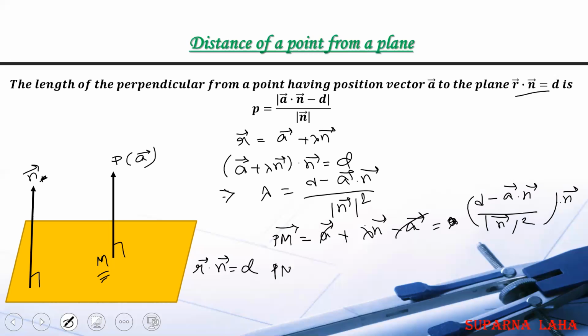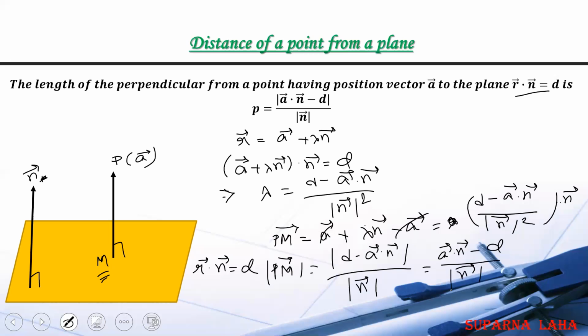Now taking the modulus value, PM is given by this mod value, d minus A dot n, or you can simply write this as A dot n minus d by the mod of vector n. So this is the value of the perpendicular distance from a point whose position vector is A to the plane whose equation is given. So this is the vector form.